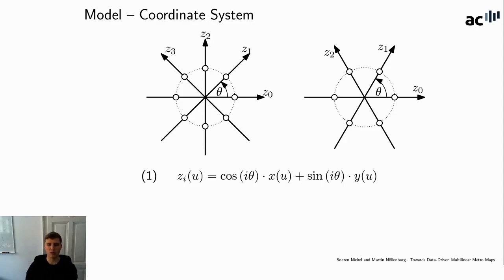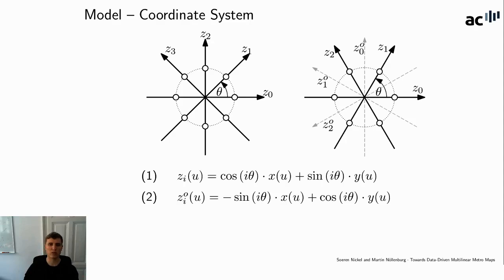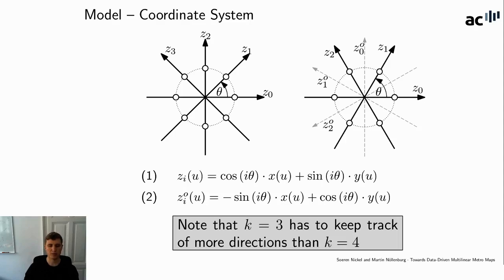But we will need the orthogonal orientations to talk about things being on the same line. So here we need to encode additionally the orthogonal directions, so the orthogonal direction for z0 is z0. This leads to the interesting fact that in the aligned or the regular setting, k equals 3 has to keep track of more orientations than k equals 4, even though it has a lower linearity.